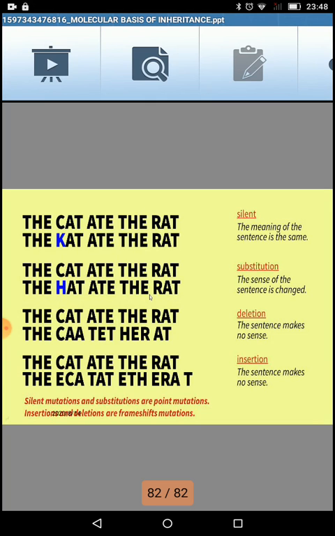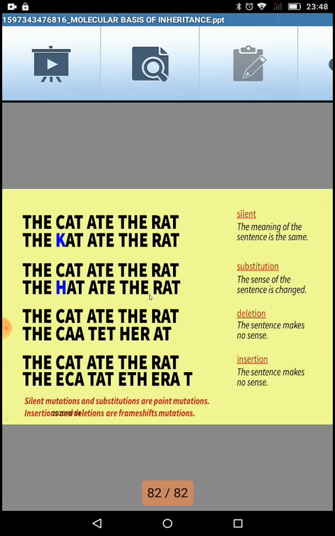The cat ate the rat. So C is now replaced by H. So how is that sentence going to be pronounced? The hat ate the rat. Now in this case, there is a major change in the reading of the sentence. So from here, the change starts.